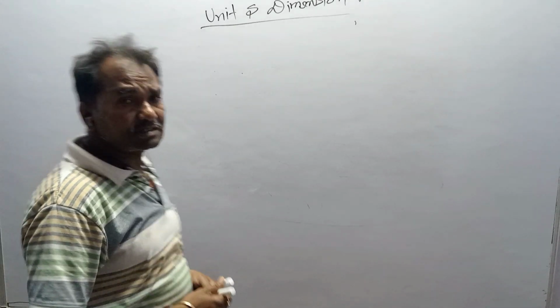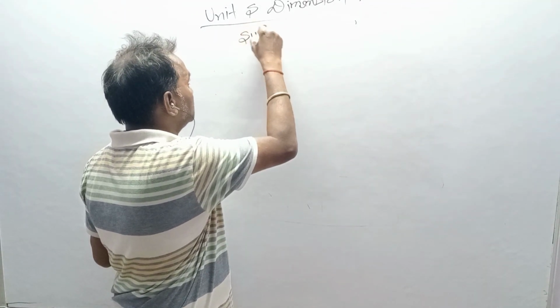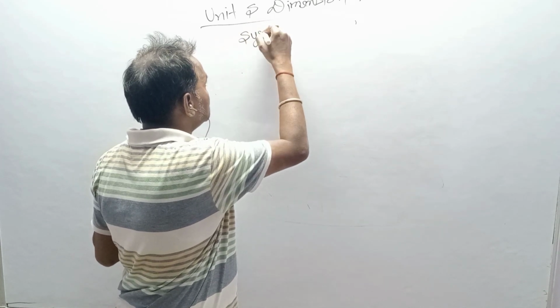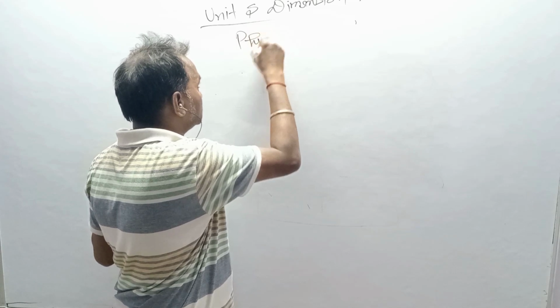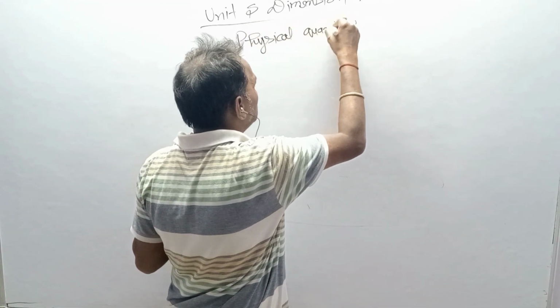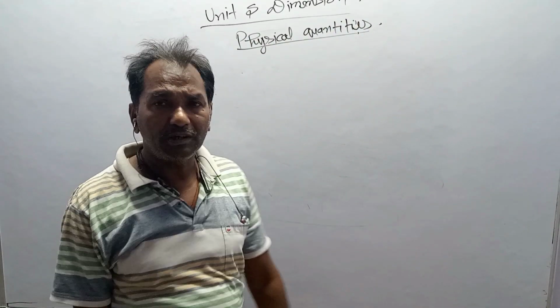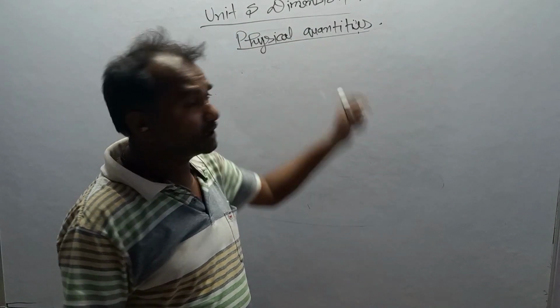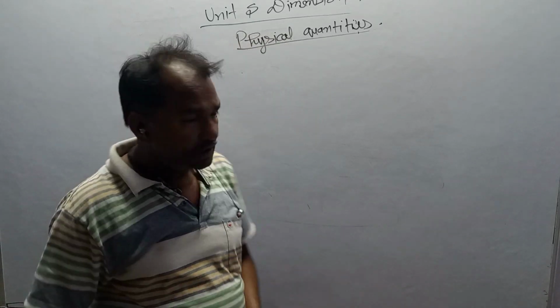Dear students, let's start the topic. System first. System, physical units. Physical quantities are what? Those quantities which are measurable are called physical quantities. Those quantities which can be measured are called physical quantities.